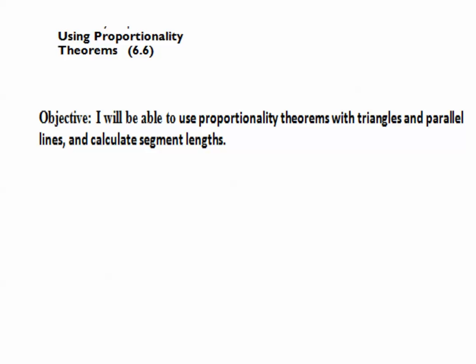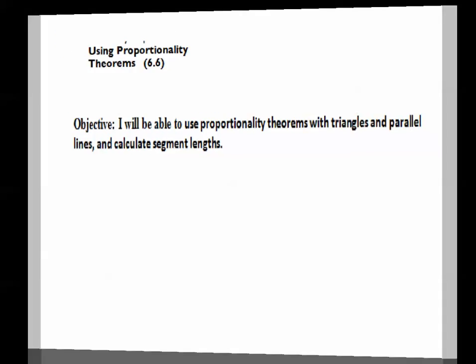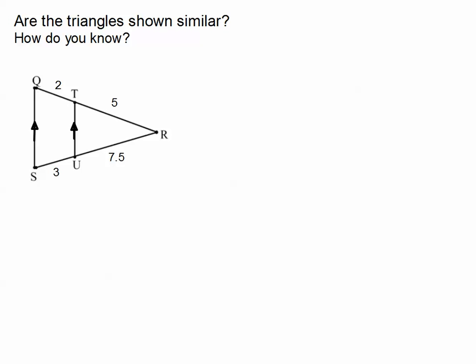In 6.6, our objective is to use proportionality theorems with triangles and parallel lines and calculate segment lengths. Remember that last time we talked about how to know when two triangles are similar. Let's look at this picture. Are the triangles shown similar? How do we know?